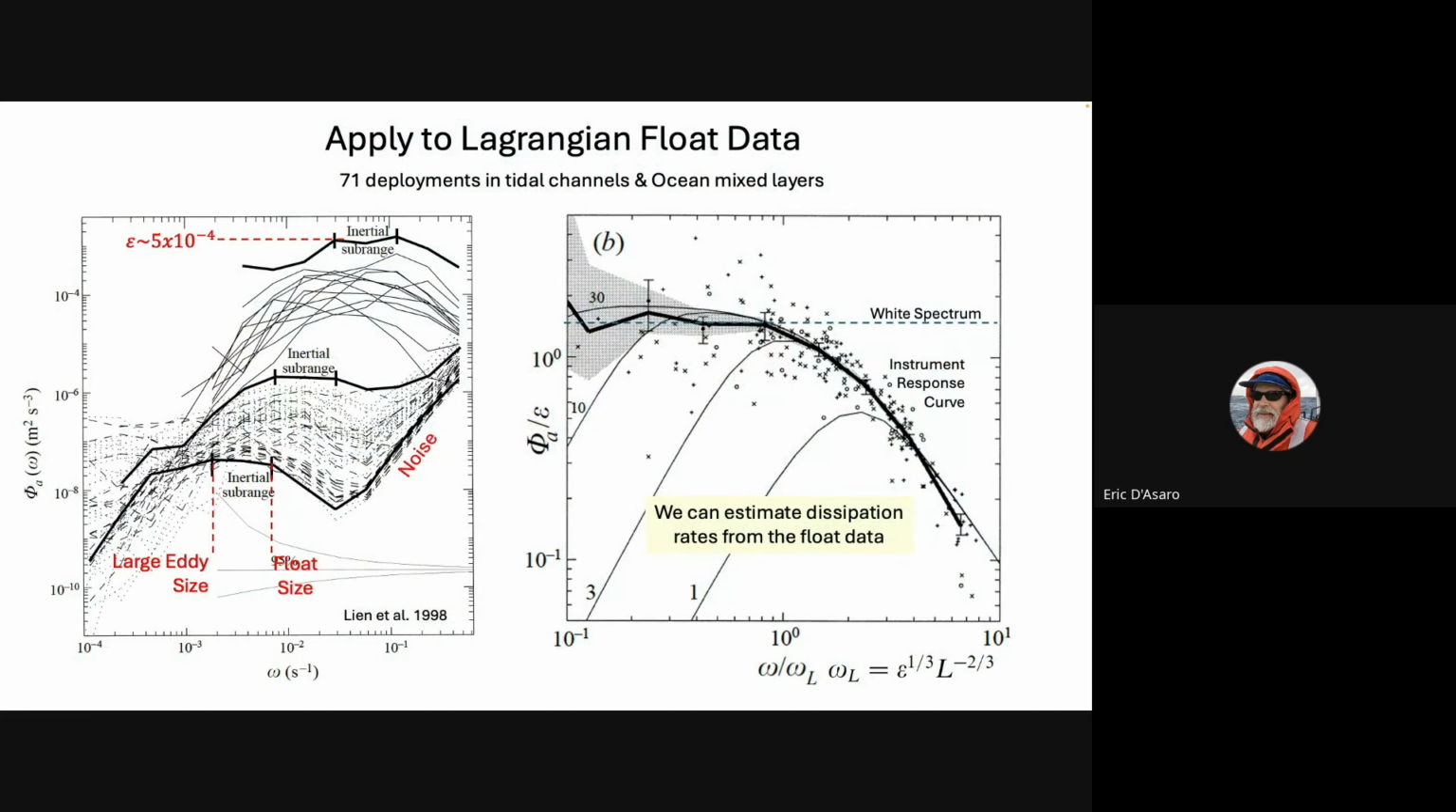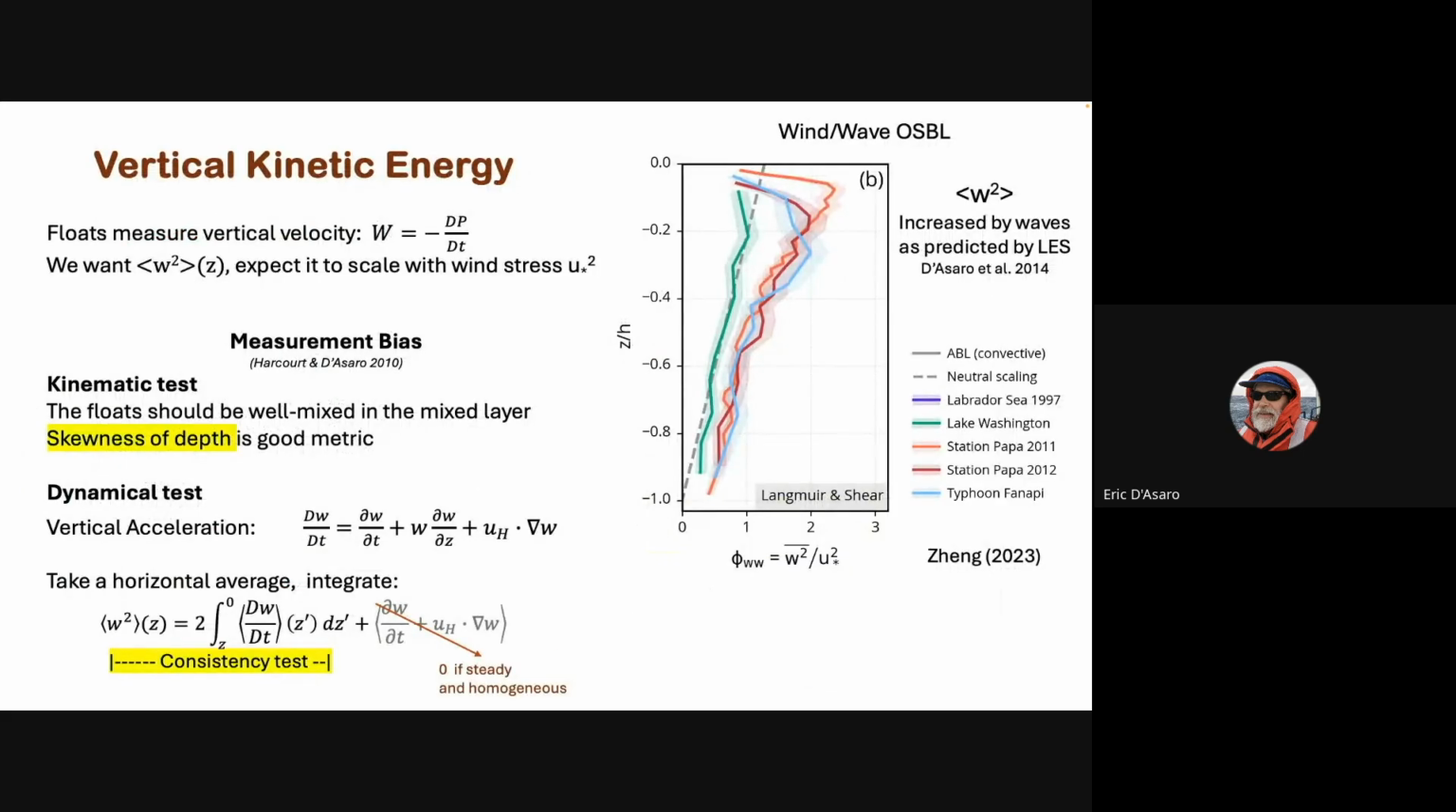Okay, if you apply this to a lot of Lagrangian float data, you see a white spectrum and an instrument response. And therefore we can get dissipation rates and all sorts of stuff like that. So that's just a check. It's been useful. Okay. Subtler thing to measure would be vertical kinetic energy.